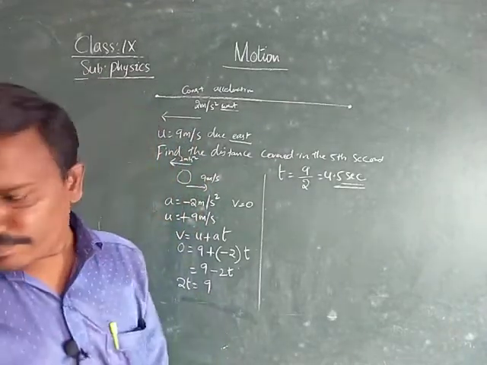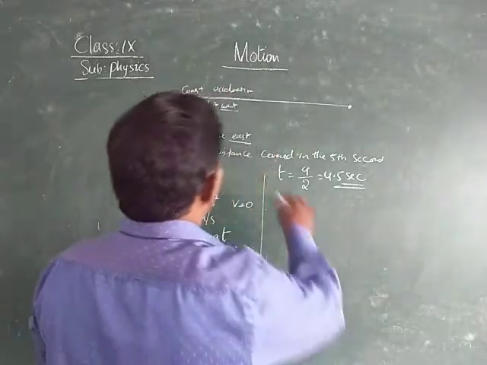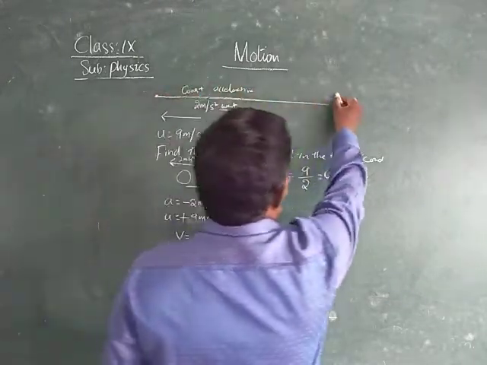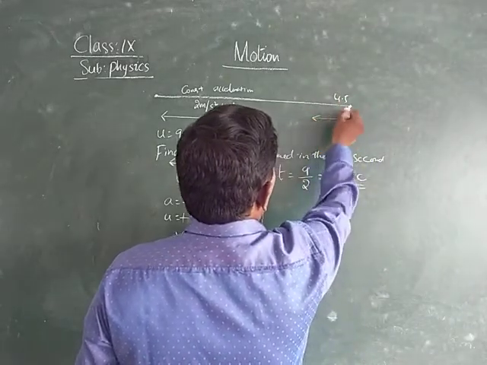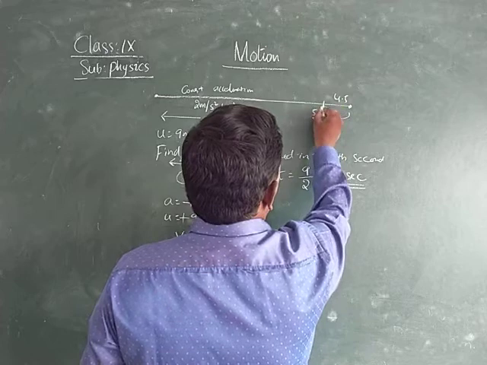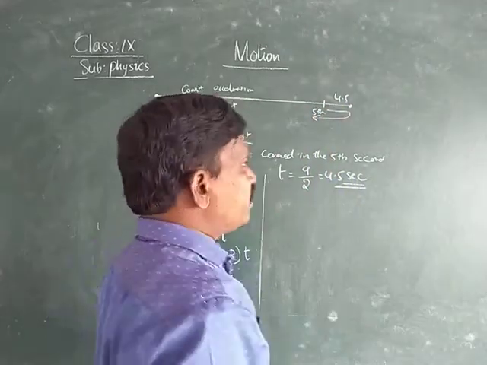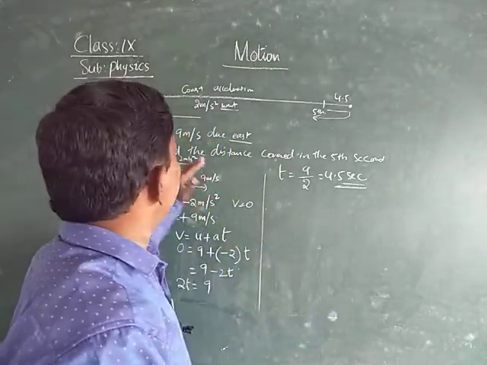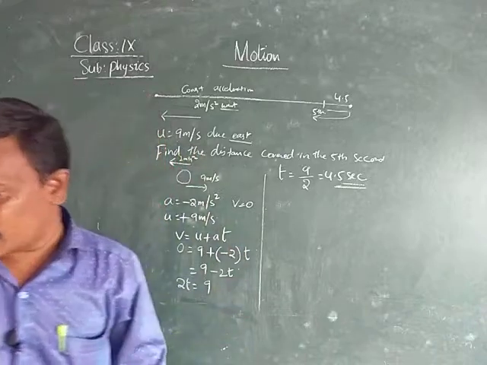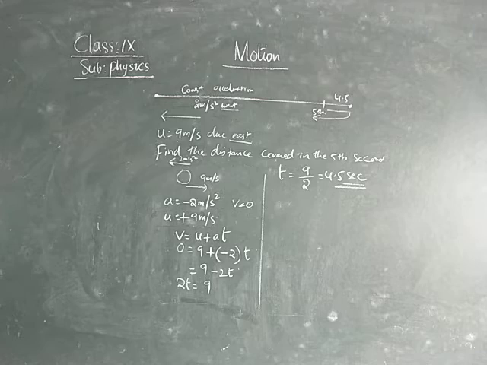Now see here. From here to here, it is taking 4.5 seconds, and again it is returning back, and it is stopping. He is asking that in the 5th second, how much is it traveling. What is the question here? Here he is asking to find the distance covered in the 5th second of its motion.